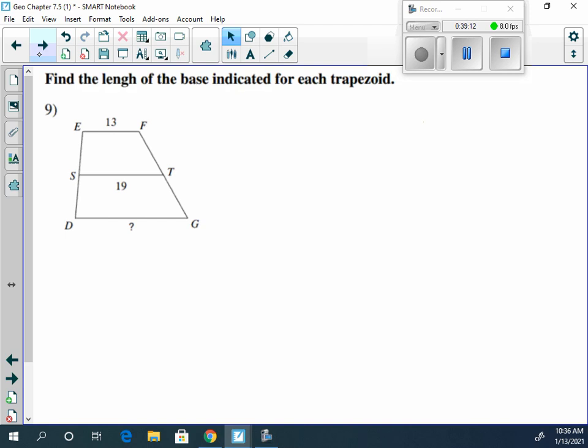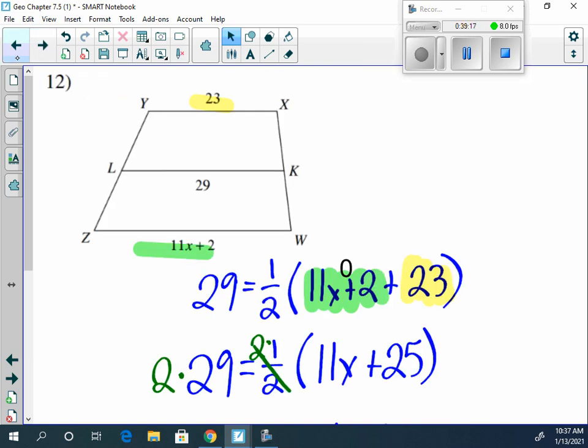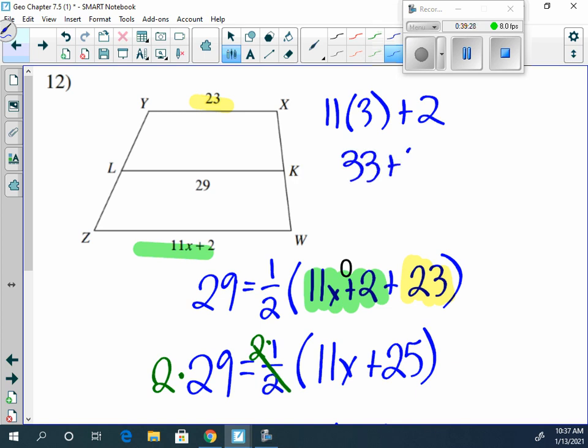Yes, sir. Don't we plug it back in? We can, yes. Let's plug it back in. Because if we plug this back in, 11 times 3 is 33, and 33 plus 2 is 35. And again, we would plug it back in depending on the directions. It's been too long since I put these slides together because I can't remember if it asked for it or not. So if it does ask for it, we would plug it back in. If it doesn't, we're just finding that value.